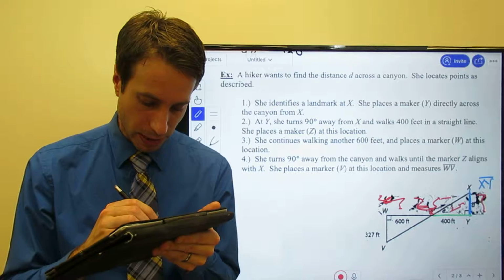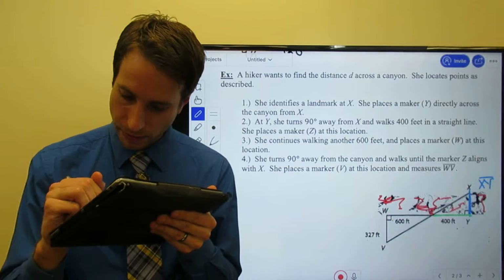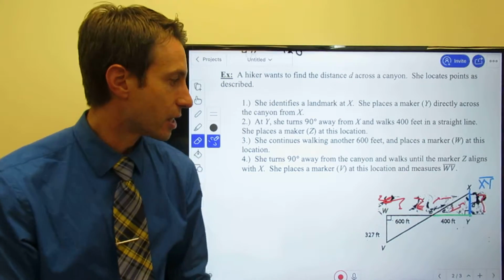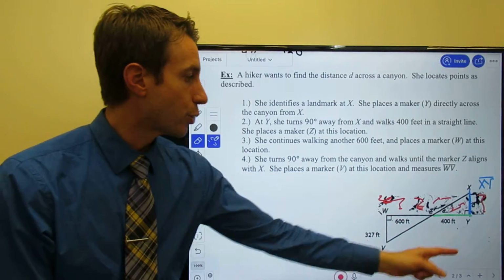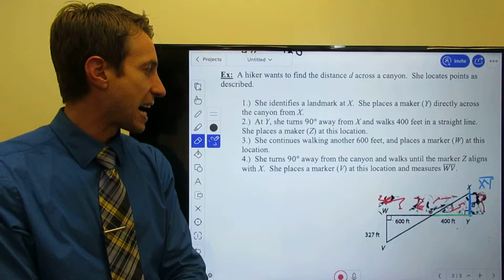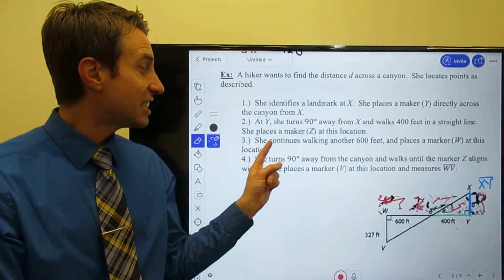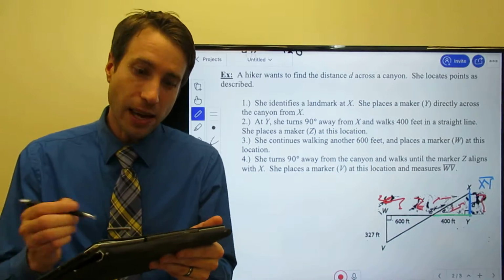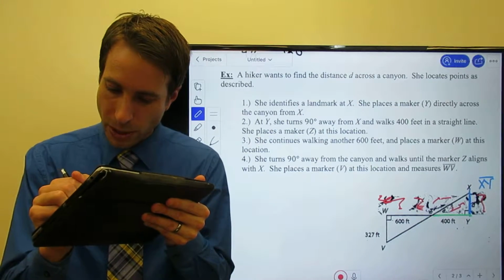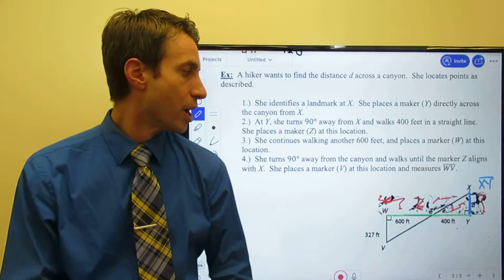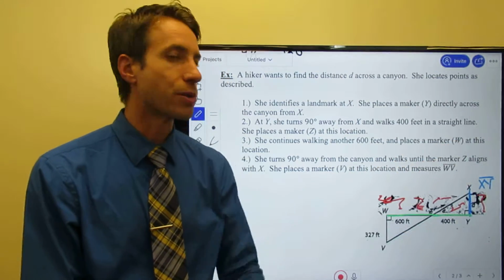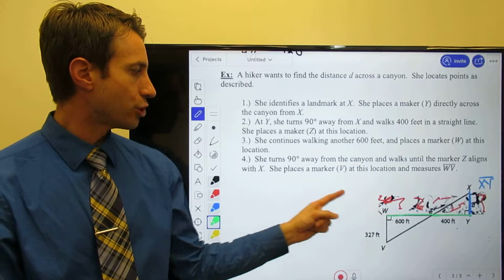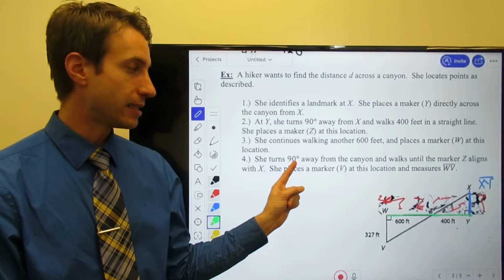I'll erase it so we can see that. Yeah, there it is. Now you can see that Z in there. So she walked 400 feet, puts a marker at Z. She then continues walking another 600 feet. It is a hike, so you can expect to do quite a bit of walking. She puts a marker at W. There's W. Once she gets to W, she will then turn 90 degrees.